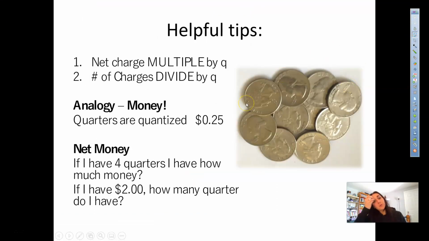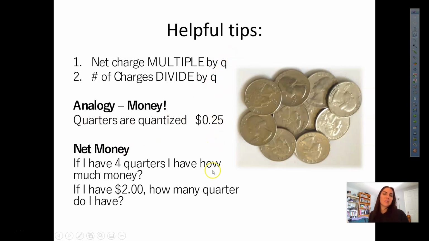Some helpful tips. In other words, when you're calculating net charge, you must multiply by Q. When you're finding number of charges, you divide by Q. Unfortunately, people get confused by this because it's so similar. You multiply and divide by one of them. So just be aware which one you're doing and be careful. Number one mistake is people mixing these up.